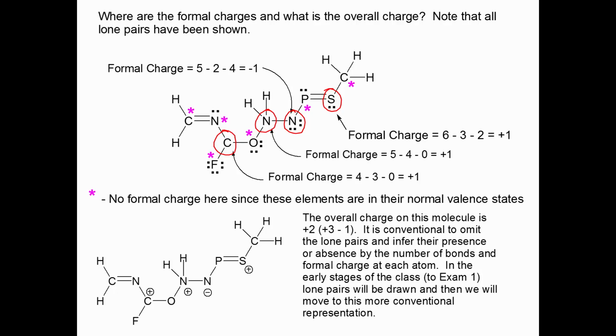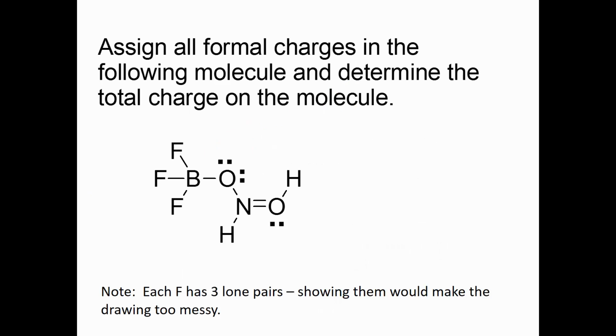Okay? It is conventional in organic chemistry to omit the lone pairs and infer their presence or absence by the number of bonds and the presence or absence of formal charges at each atom. In the early stages of this class, we're going to give you the lone pairs, but be prepared by the end of this class. This is a skill that you're expected to have, that you'll know the number of lone pairs based on the number of bonds and charge for that particular atom.